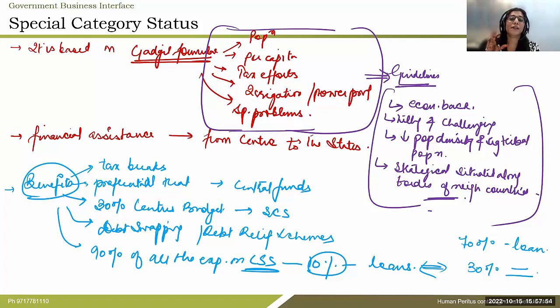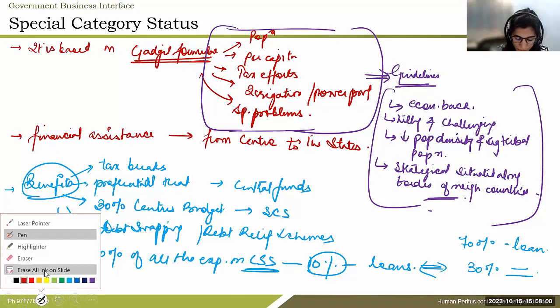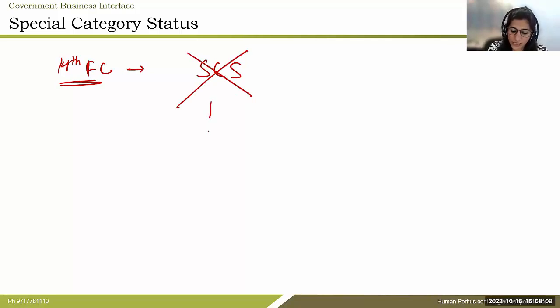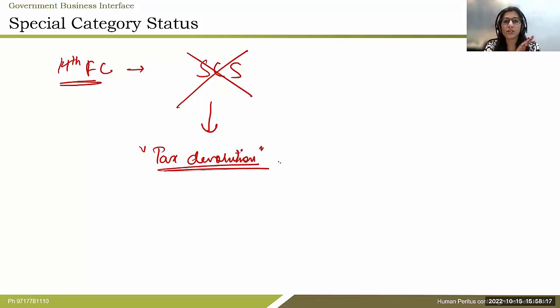Now, what has actually happened is, wait a second, the 14th Finance Commission actually did away with this special category status. Instead of this, it introduced tax devolution as one of the strategies to meet the resource gap between the well-doing states and the less well-doing states.